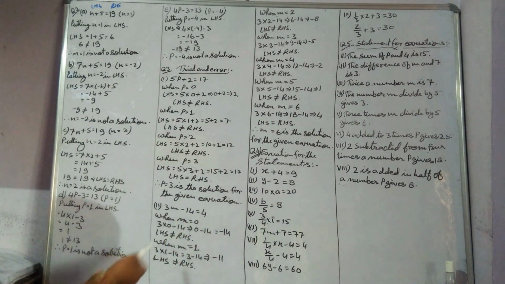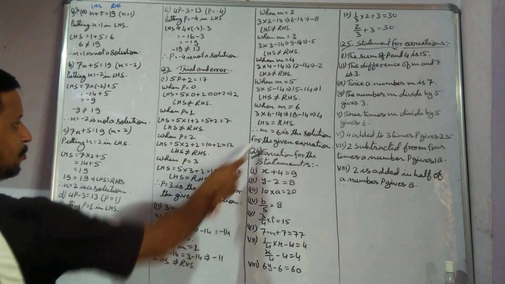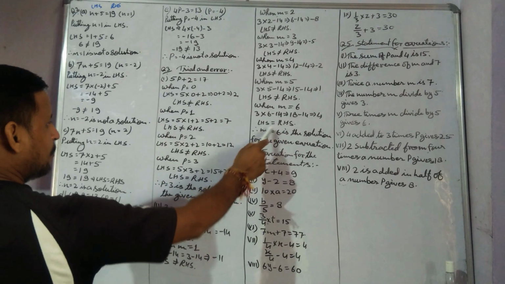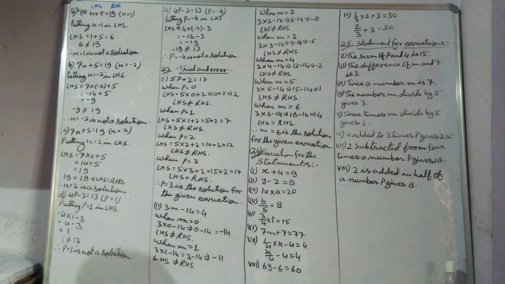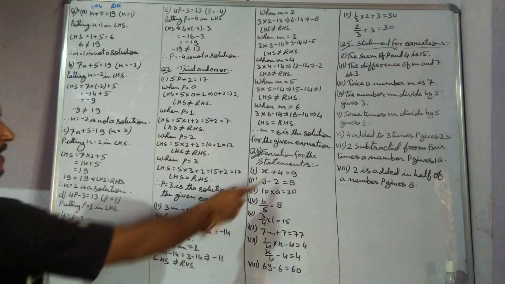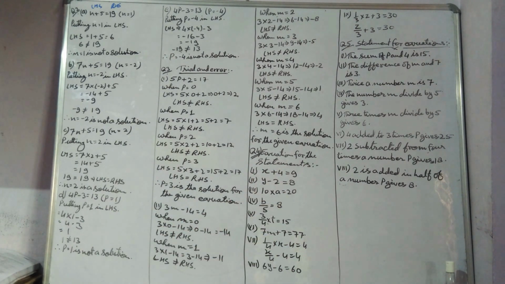So we will take the next one, that is here m equals to 6, so that is here 3 into 6 minus 14, which is equals to 18 minus 14, and 18 minus 14 is giving us here 4, which is equals to the RHS. So we can say here that LHS is equals to the RHS. So m equals to 6 is the solution for the given equation.